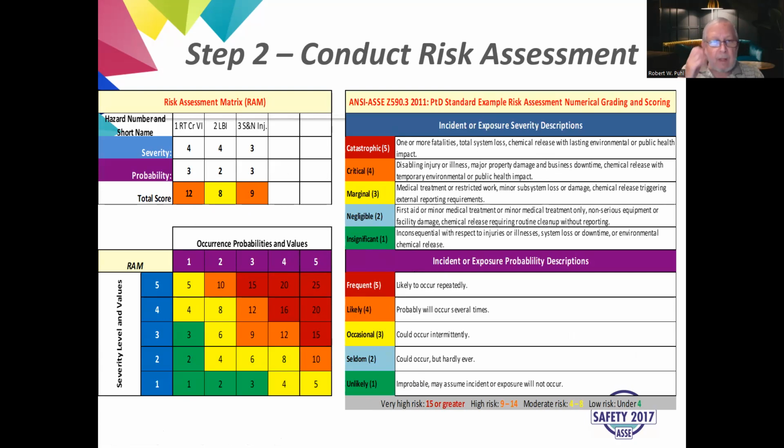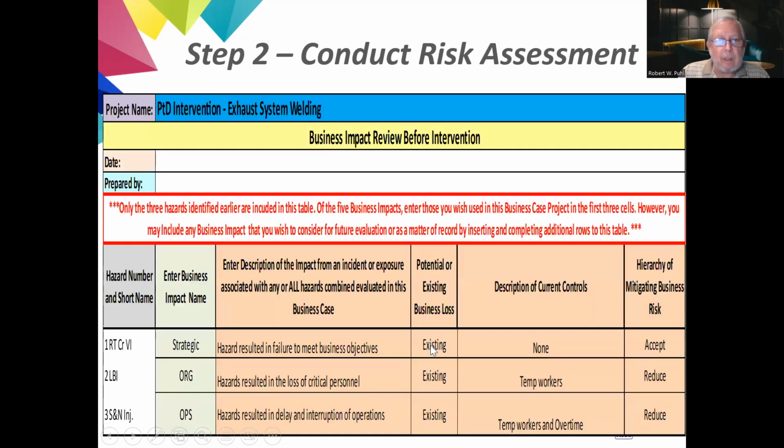They got for the hexavalent chromium, severity 4, probability 3, which I think is probably low if there's no ventilation there. I'm guessing the probability, they said 3 occasional, would have been likely, if not frequent, would have been way higher. But that's just my opinion.